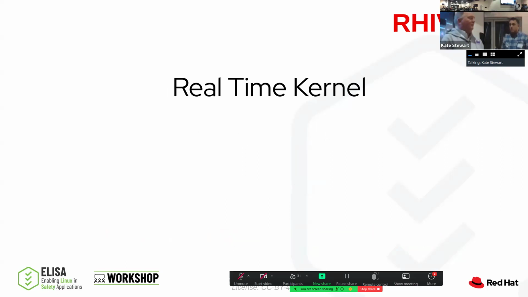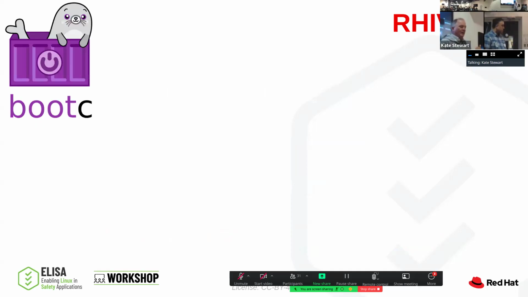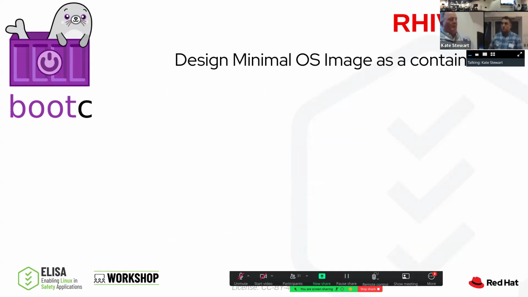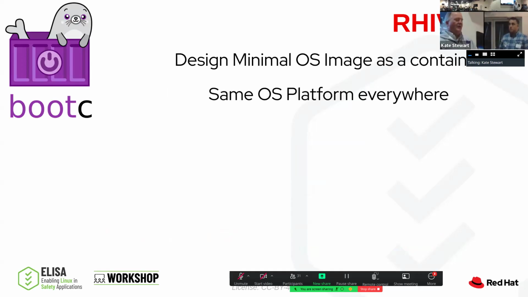It supports out of the box the real-time kernel that we're talking about a lot. So the real-time kernel is on by default on RHIVOS. It is going to be a bootc-based operating system. So design a minimal OS as a container. Same OS platform everywhere. Again, we want to have cookie cutter. So if you're going to get into the satellite business, you want to have all of your satellites with exactly the same base operating system, and then you add everything as containers.